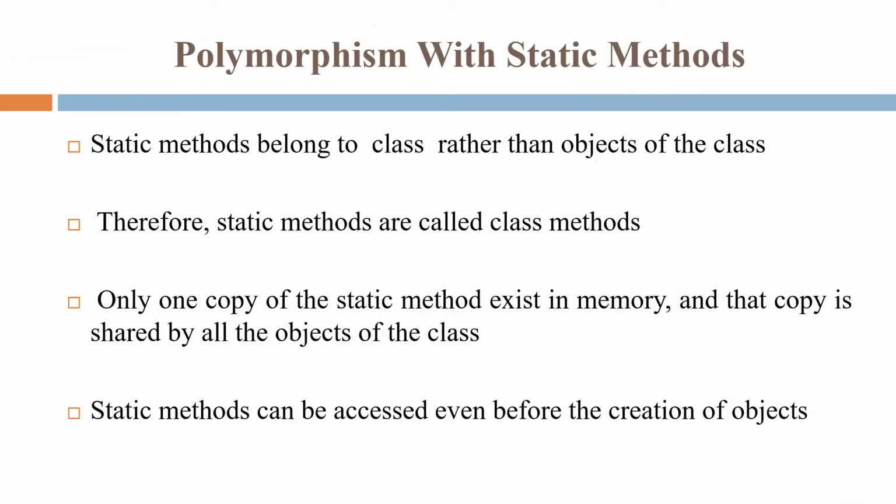Now we'll see polymorphism with static methods. Methods that are declared with static keyword are called static methods. Static methods belong to the class rather than objects of the class, so therefore static methods are called class methods. That means only one copy of the static method exists in memory, and that copy is shared by all the objects of the class.